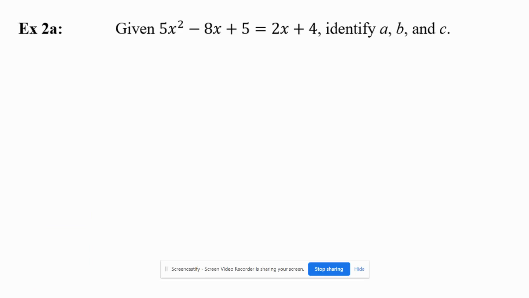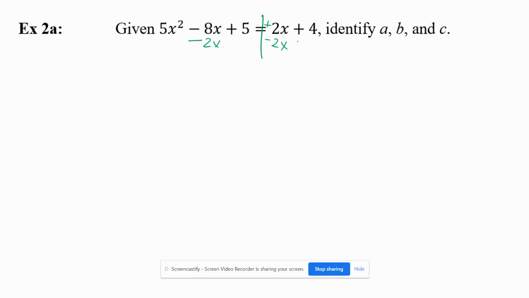Okay, 2a: given 5x squared minus 8x plus 5 equals 2x plus 4, identify a, b, and c. Same mentality, we want to get it in standard form. Notice there's terms on both sides, so we're going to want to get everything to the left. This is a positive 2x, so we'll undo that by subtracting it. On the left, I'll put it underneath the minus 8x since they're like each other.